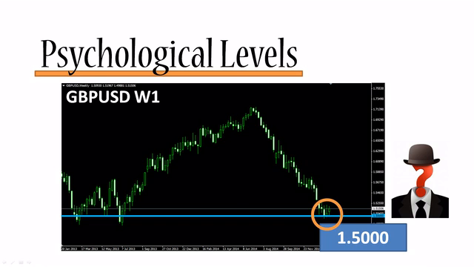In this particular case, you can see that the psychological level is also a historical level. And that's quite common with psychological levels, because they tend to be very significant throughout history. Back in January to July 2013, the price tested this psychological level three times. As you can see, it was unable to cross it, and that's when a massive impulse happened and the price went upwards and reached somewhere around 1.7 American dollars per British pound. So now it's back here at 1.5000, and everybody's waiting to see what will happen.